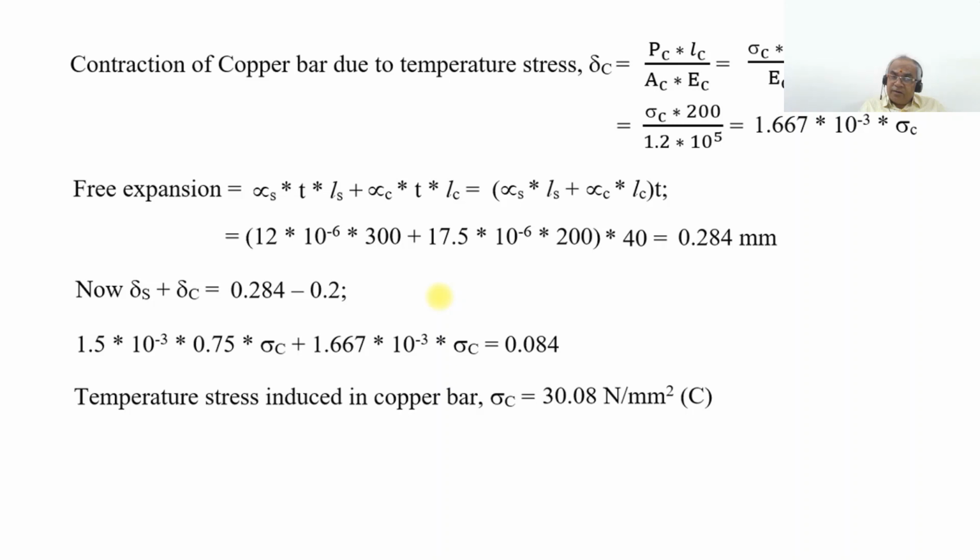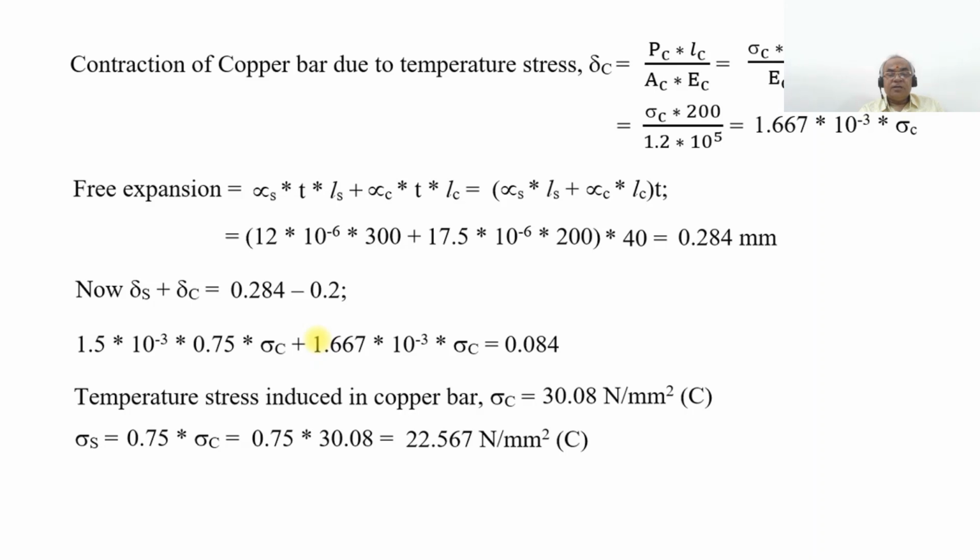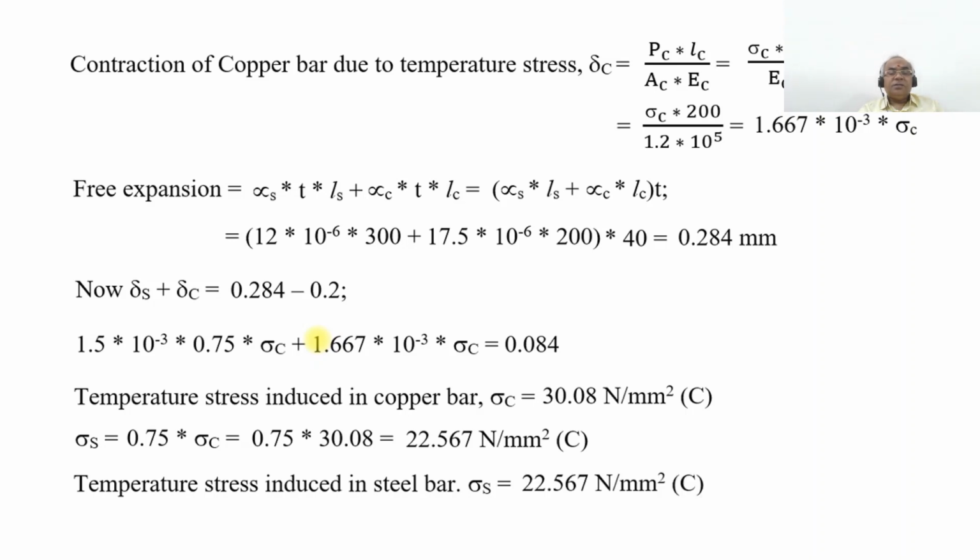So what is going to happen for sigma S? The temperature stress induced in the steel bar, which is sigma S, is 0.75 into sigma C. So that will be equal to 0.75 into 30.08. On simplification, you are going to get 22.567 Newton per mm square, which is again compressive stress. Therefore, the temperature stress induced in the steel bar, sigma S, will be equal to 22.567 Newton per mm square, compressive.